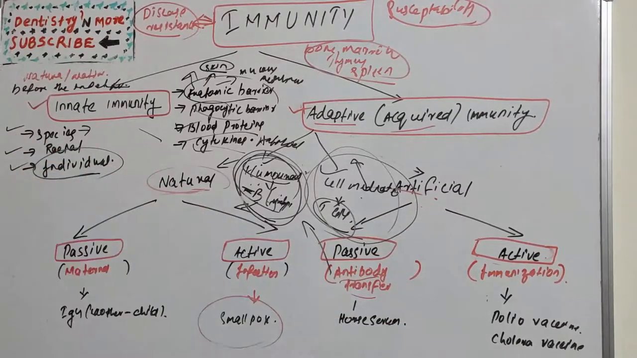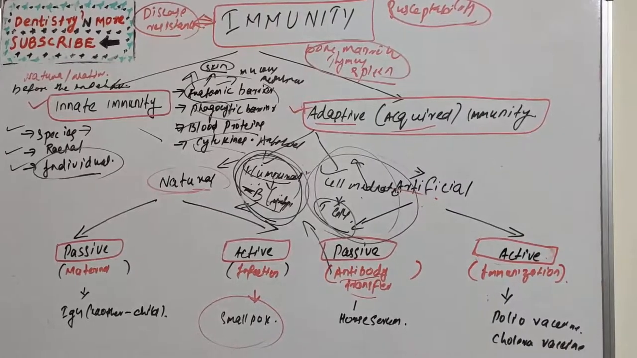This is by the body itself creating immunity against certain diseases like polio, cholera, by introducing vaccines. So that's all about our immunity.